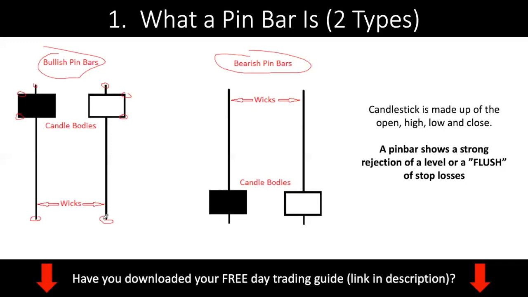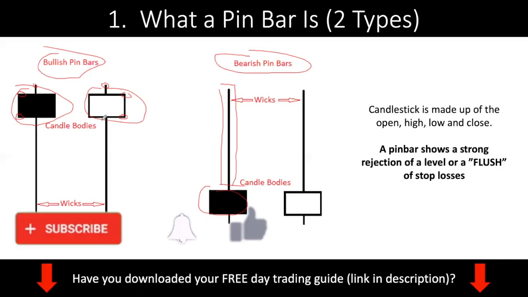So in a pin bar setup, it honestly doesn't matter whether it's a bearish candle, as in this case, or a bullish candle. It doesn't matter. What you're looking for is a very tight candle body and a very long wick. If you are looking for a bearish pin bar, then you have a very long upper wick. If you are looking for a bullish pin bar, then you are looking for a long lower wick.